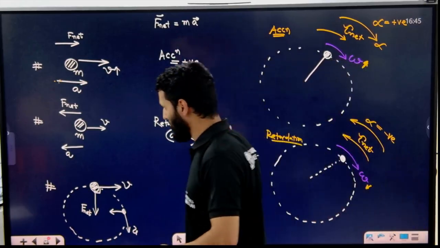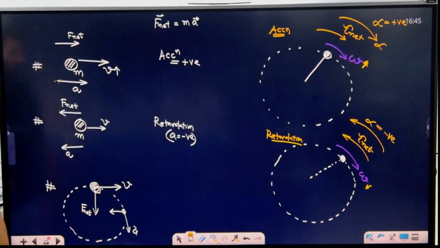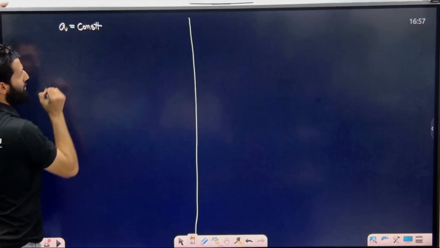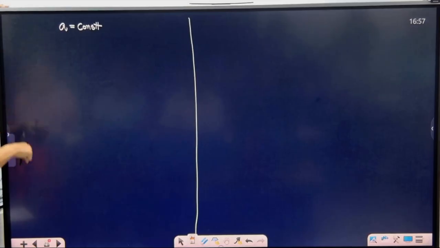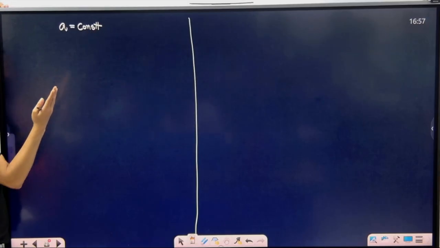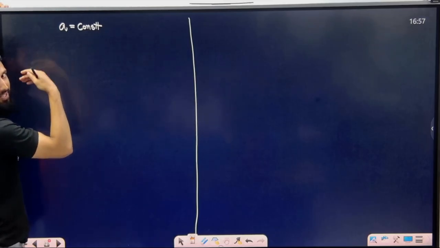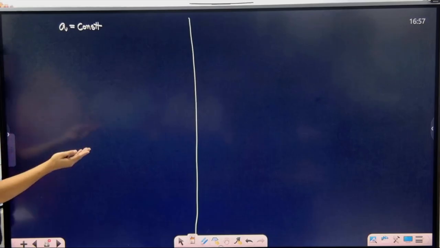Now this is a very important relation. You write this down. Acceleration is constant. That means acceleration is not changing with respect to time, but velocity is increasing or decreasing at a uniform rate. That's what we call acceleration. Displacement-time graph, velocity-time graph. The slope of the velocity-time graph gives us acceleration.